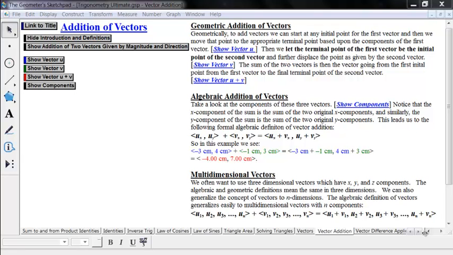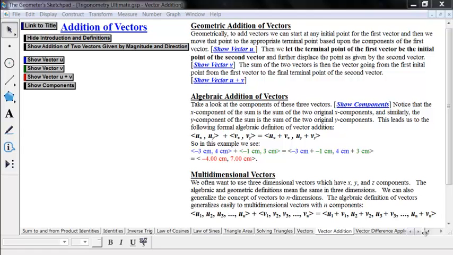This is Jack Jackson. We're going to look at adding vectors today. So last video we talked about defining vectors. We saw that we could see them in both component form and in magnitude and direction form. Today we're going to talk about adding vectors.